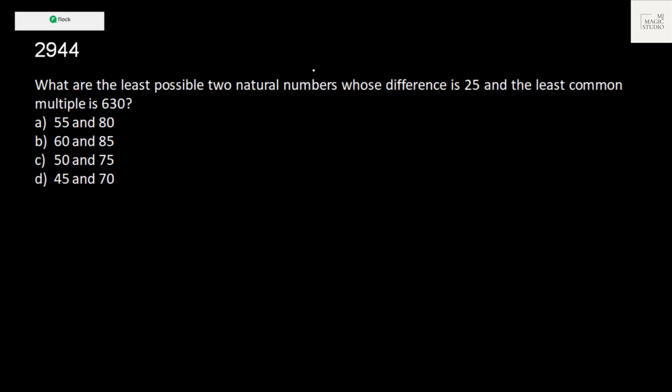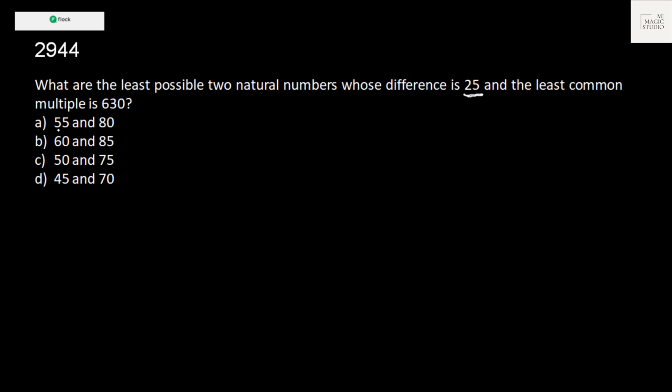Another one from number system, HCF LCM properties. What are the least possible two natural numbers whose difference is 25 and least common multiple is 630? That means LCM is 630. We can very easily solve this by elimination of options.